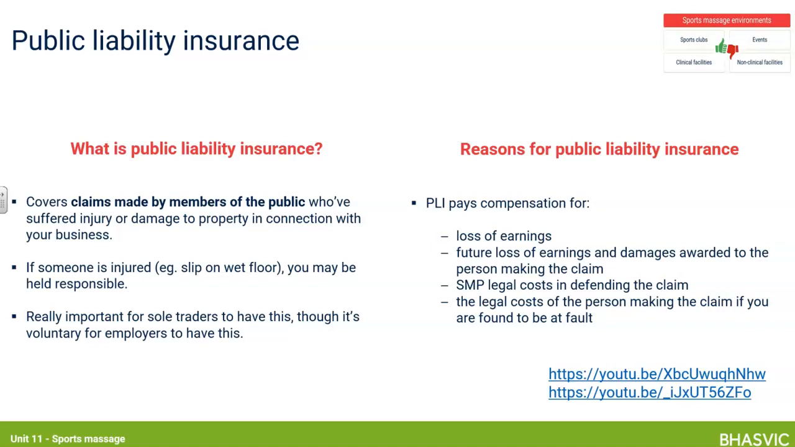So here's one of the ones that should be in place. Public liability insurance. Again, I'm not going to read everything. This is here for you to get a sense of it. So if somebody makes a claim, then this is there to protect you. If somebody's injured and you are responsible, this hopefully will mean that it will cover the compensation, any loss of earnings of the client, any future loss of earnings, any legal costs for you and them.